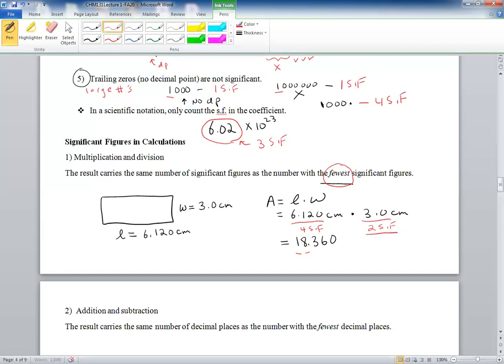I have to round. So what comes after this number? A 3. So if you remember your rounding rules, anything 4 and below, you basically drop the numbers and keep the numbers that preceded them the same. If it was 5 and above, you increase it. But in this case, it's simply going to become 18. And of course, square centimeters, or centimeters squared.